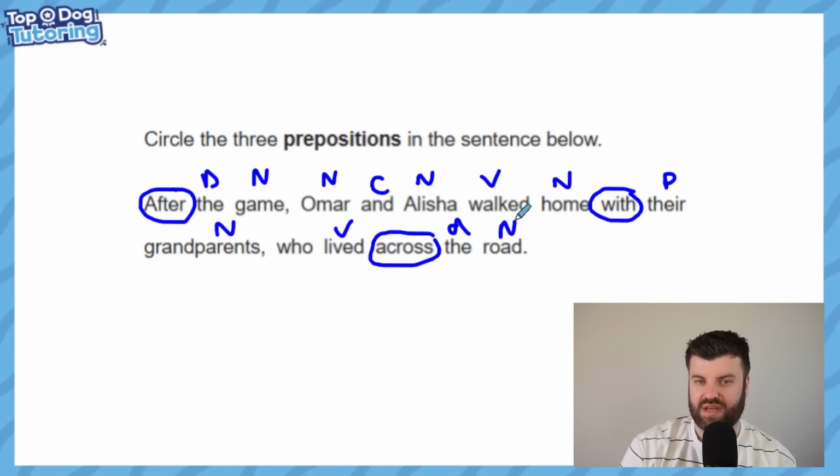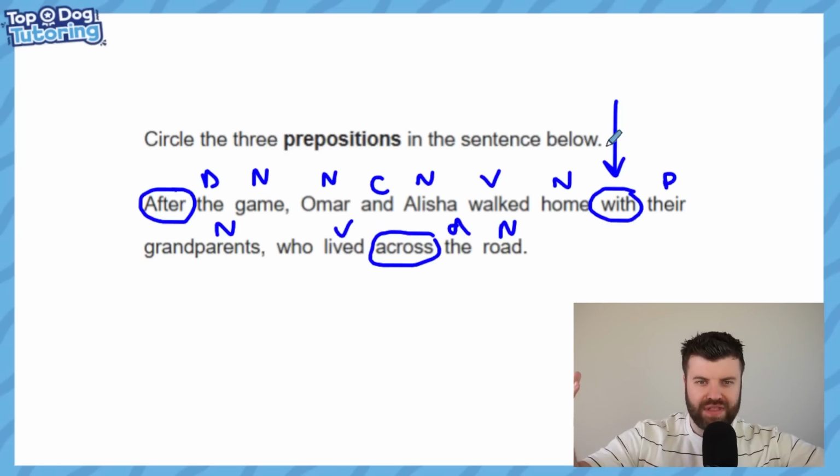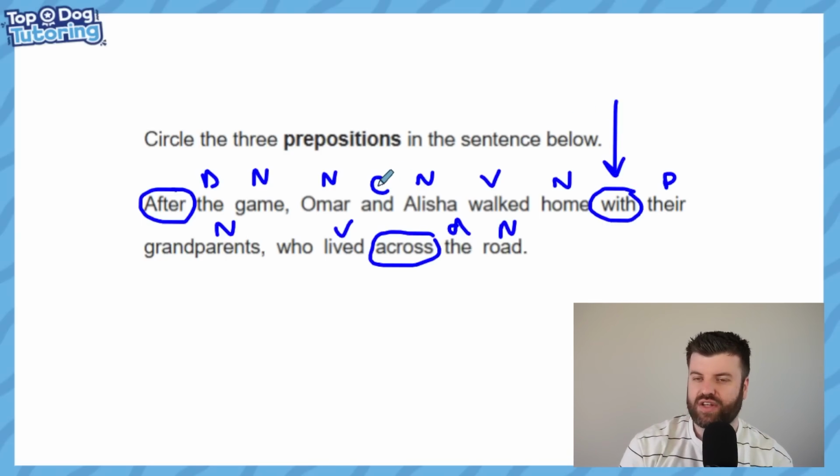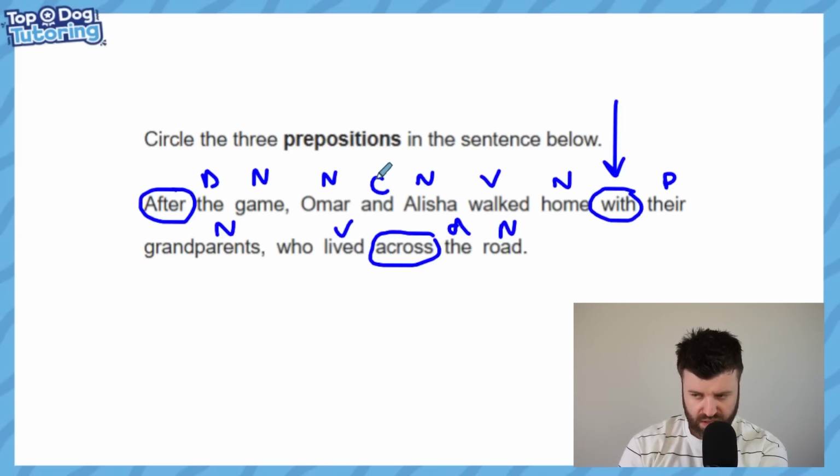If we're really confident with our word classes, we can actually label them all. And we're left with with. With must be the final preposition here, telling us the position of Omar and Alicia, where they are in the context with their grandparents. They are with their grandparents. They are next to their grandparents. They are above their grandparents if they were flying. So just be really careful. Don't think because you found some you're free and you're ready to go off. 2 wasn't enough. We had to find 3.